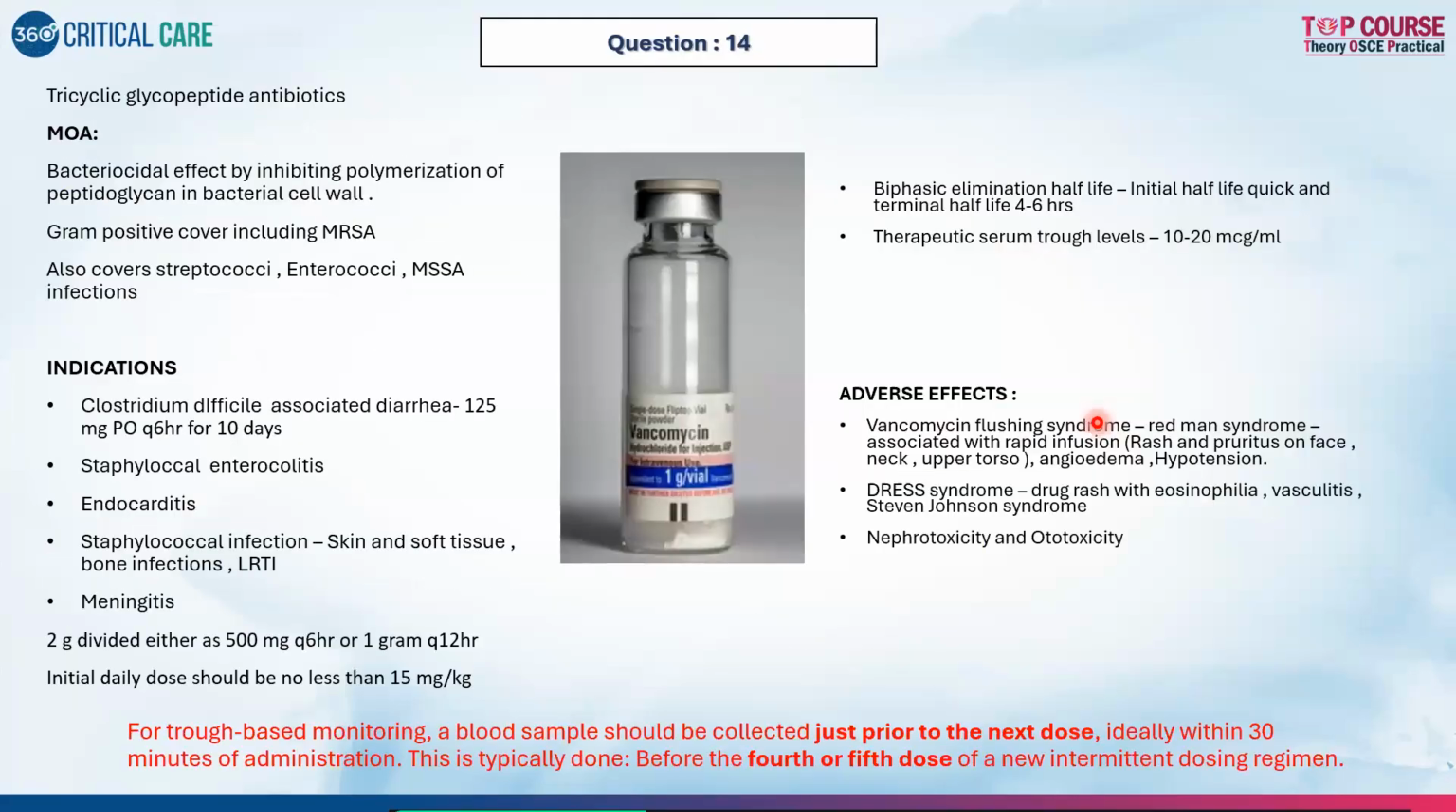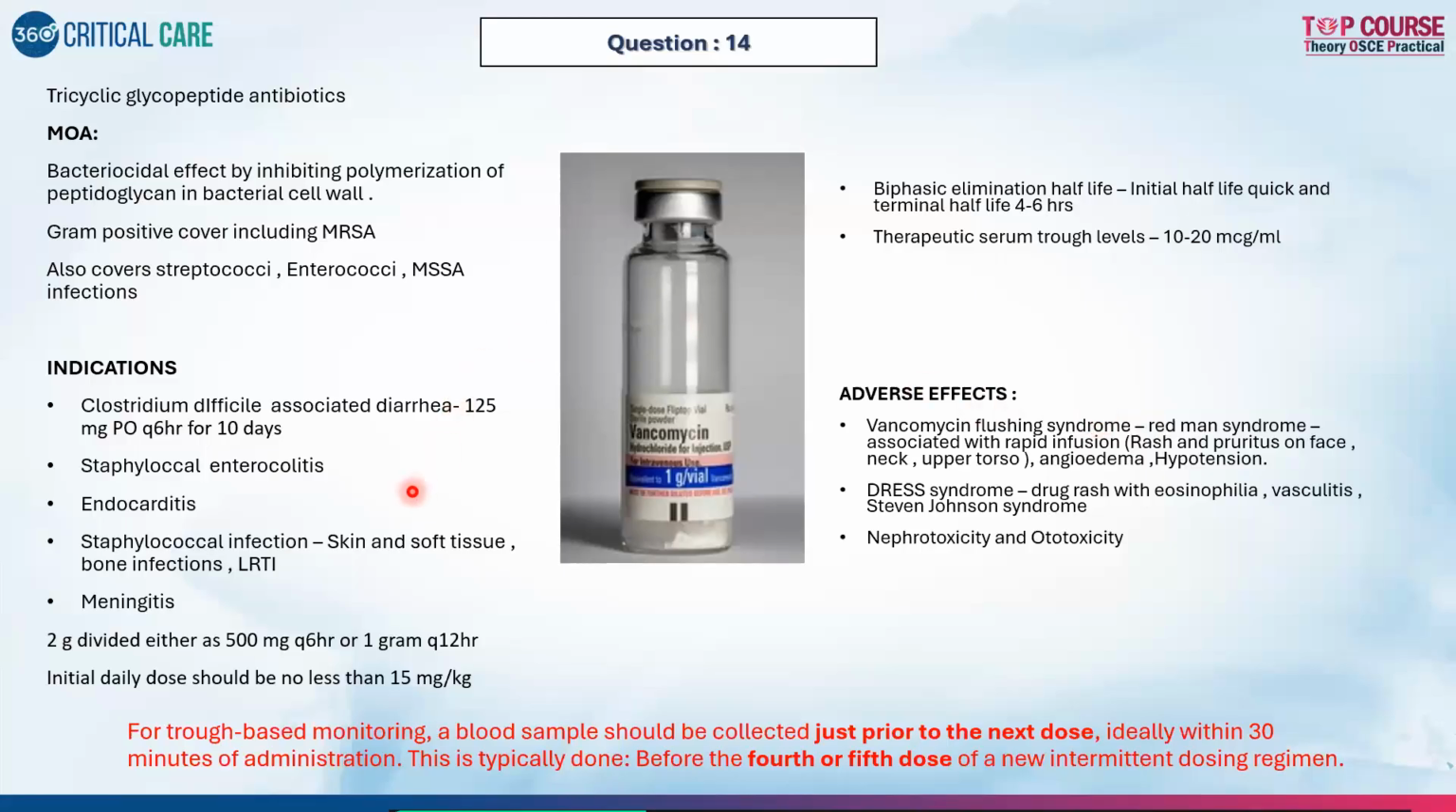Likewise, we have another drug that is vancomycin. Again, very much a favorite of examiners. It is a tricyclic glycopeptide antibiotic, which inhibits the polymerization of peptidoglycan wall. It mainly covers the gram-positive organisms like MRSA. Okay, it also covers enterococci, MSSA, streptococcus infections.